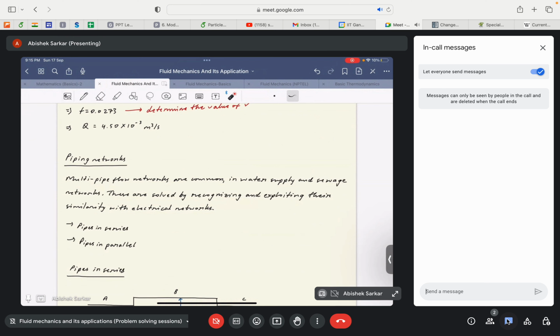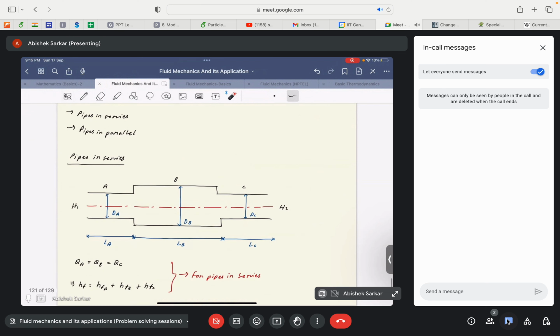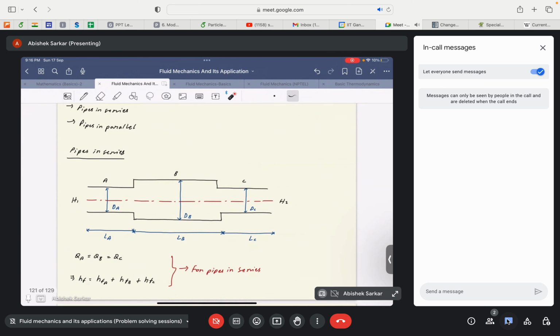Okay, so in the case of pipes in series, the key remarks to be taken into account is that for pipes connected in series, the volume flow rate through all the pipes remains the same. That's the first conclusive remark. The second is that the net head loss between this connection of pipes, like between point 1 and point 2, would be equal to the sum of the head loss in these individual pipes.